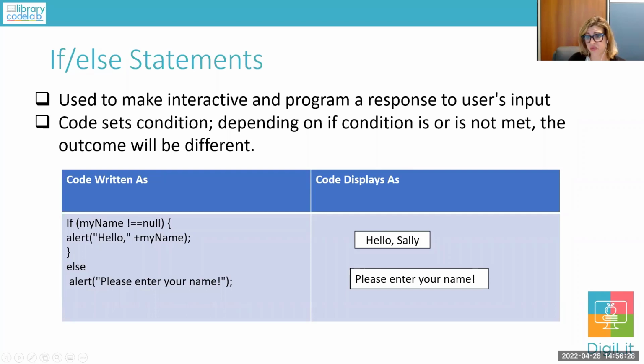It is just following the code block of an if statement. It's wrapped with a set of curly brackets. The code inside the else statement will execute if the if statement is false. So in our example on the screen, if our name is not Sally, you're going to get an alert that says, please enter your name.